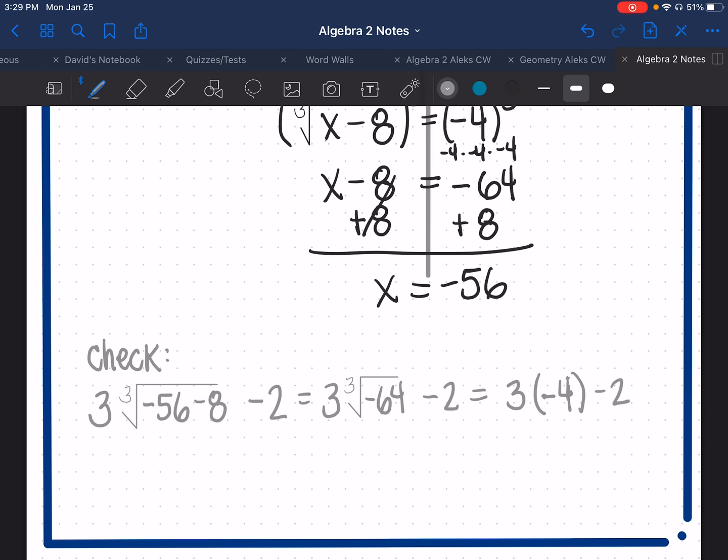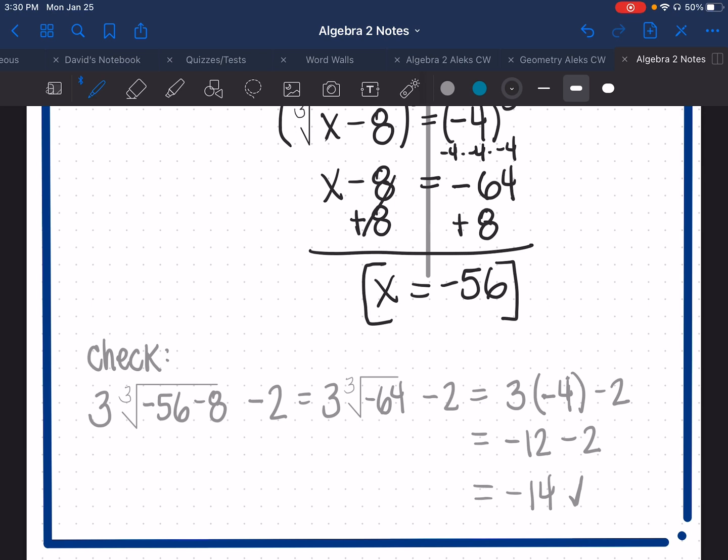3 times negative 4 is negative 12. Negative 12 minus 2 is negative 14, and I match. This is a solution. It is not an extraneous one.